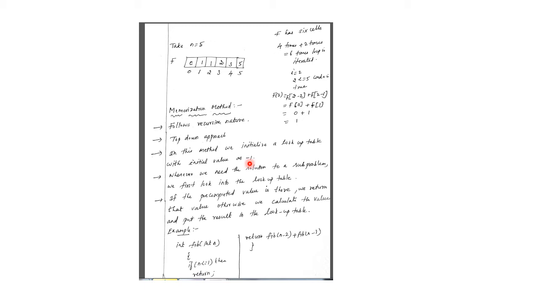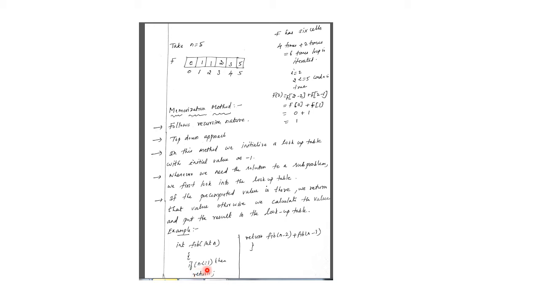In this method, first the lookup table is initialized with -1. Then whenever we need the solution to the subproblem, we first look into the lookup table, and if the pre-computed value is available in the lookup table, we return that value. Otherwise, we have to calculate the value, and the result of that value is stored in the lookup table.